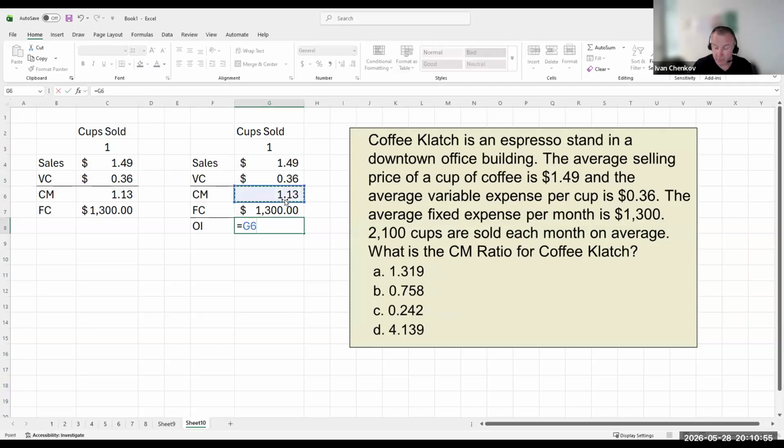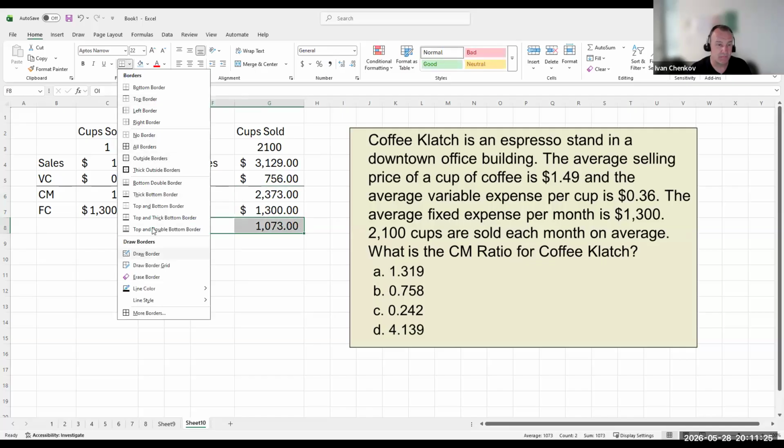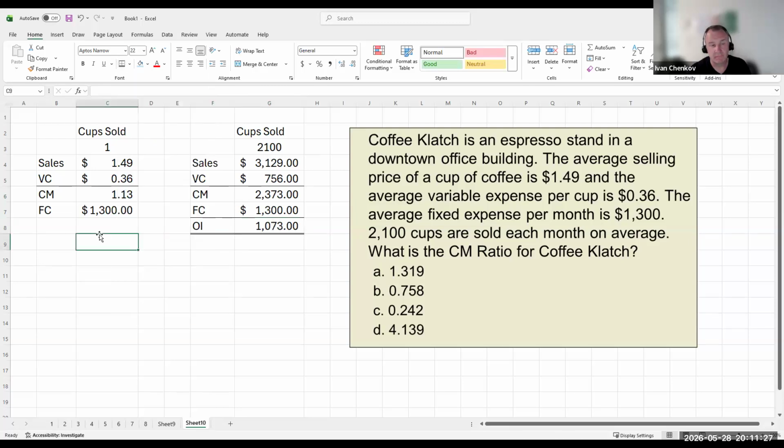Operating income is going to be contribution margin minus the fixed cost. So if we're selling 2,100 cups, my sales is going to be that much. My variable cost is going to be that much. My contribution margin will be that much. I'm going to cover the fixed cost, and my operating income is $1,073. That's where I am currently.